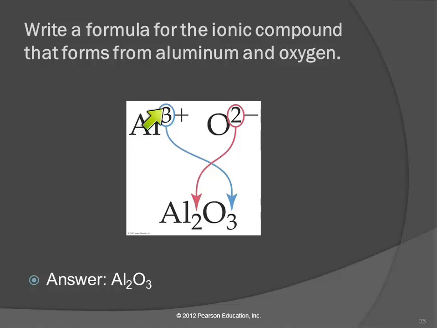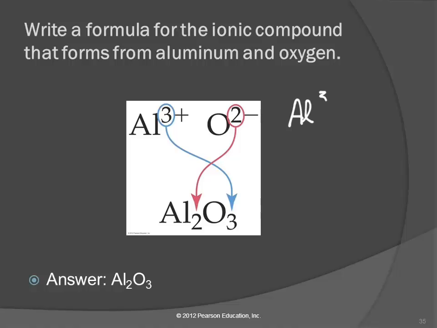So the crisscross method says we take this 3 and we bring it down here to make it the subscript of the oxygen. We take this 2 and bring it down here to make it the subscript of the aluminum. Okay, so this is a great shorthand way for people who just don't like math very much. So let me just show you the more math-oriented way.